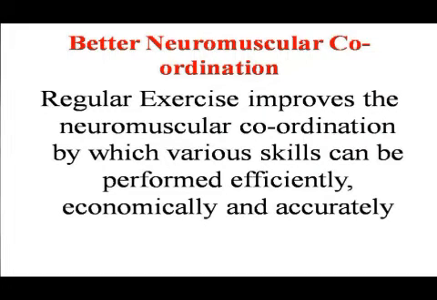Eleventh is better neuromuscular coordination. Regular exercise improves neuromuscular coordination, by which various skills can be performed efficiently, economically and accurately. Regular exercise helps our neuromuscular system. The muscles present in the nervous system coordinate with the other voluntary and involuntary muscles. Through this, various skills can be performed efficiently by an individual.